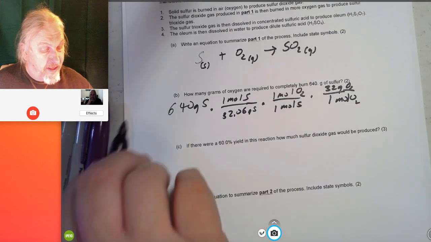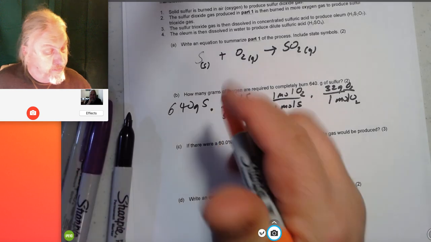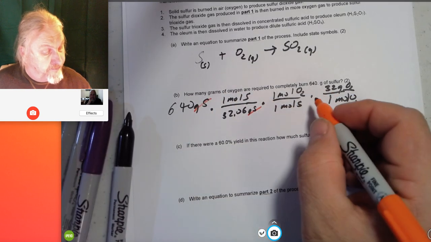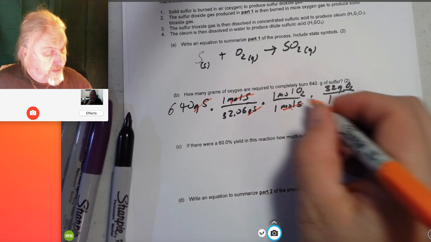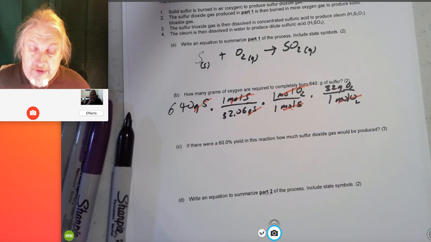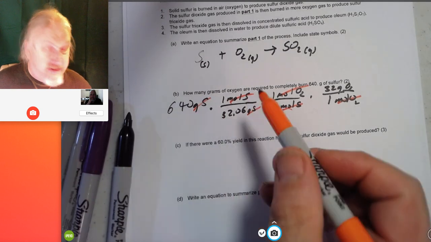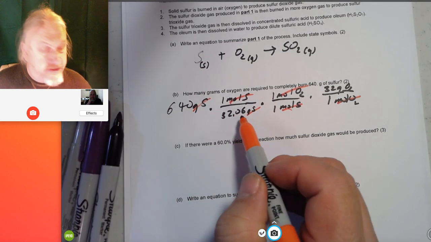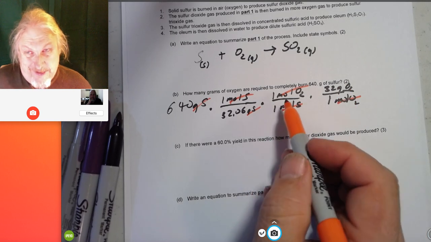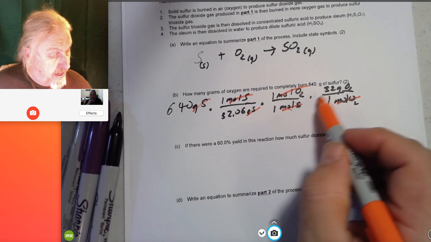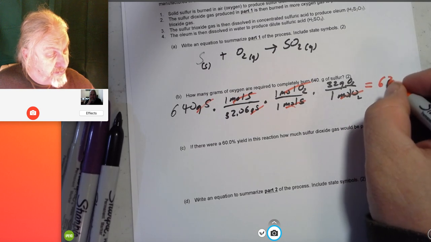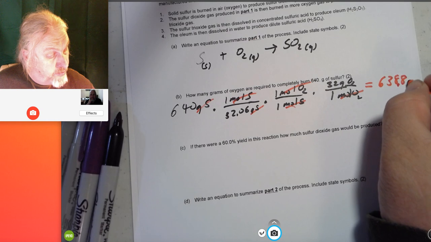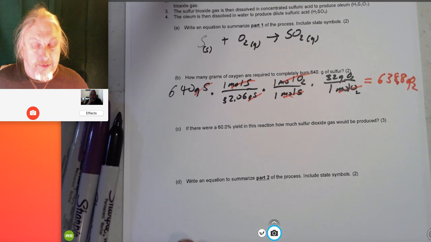And I'm multiplying that because again, I want to cancel out my units. So let's cancel out the grams of sulfur, cancel out the moles of sulfur. See what I'm doing there? Moles of oxygen. So now, if I hit my calculator, I take 640 divided by 32.06 times 1, if I need to, times 32 grams of oxygen, I'm going to come up with a mass of 638.8 grams of oxygen that are required to completely burn.